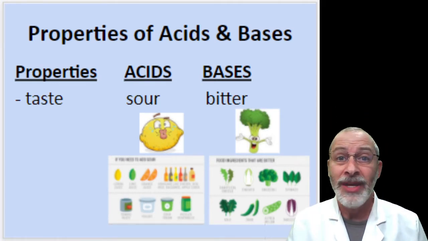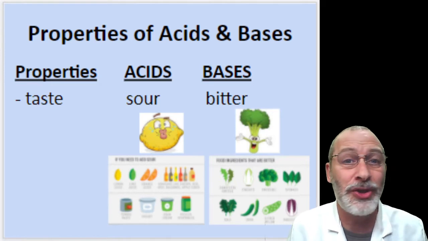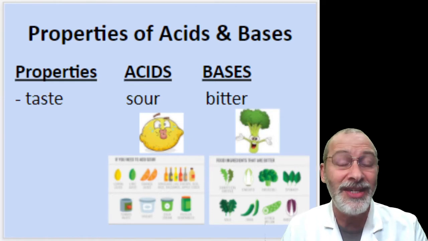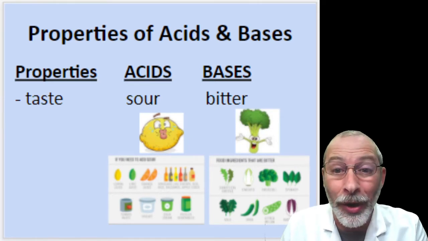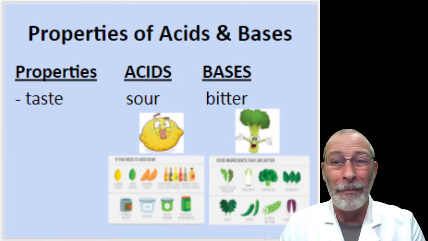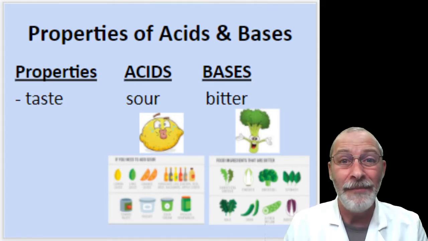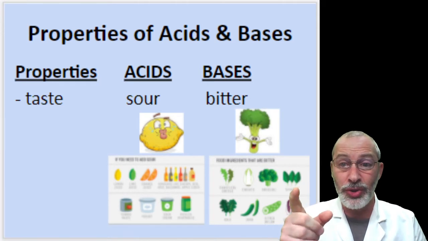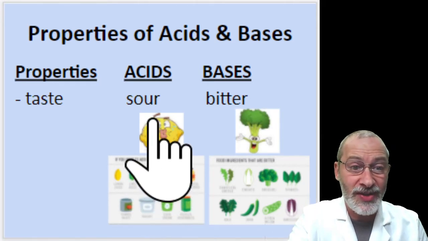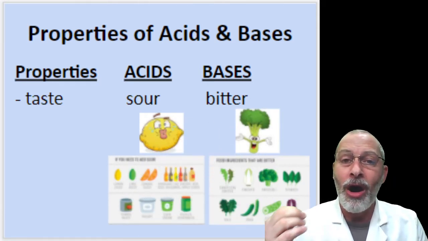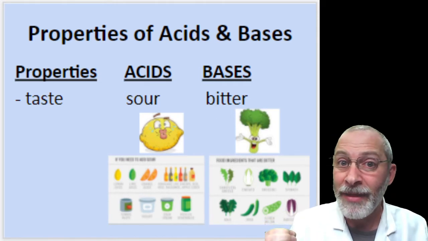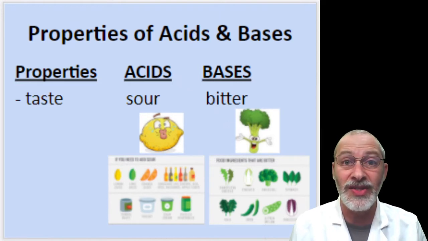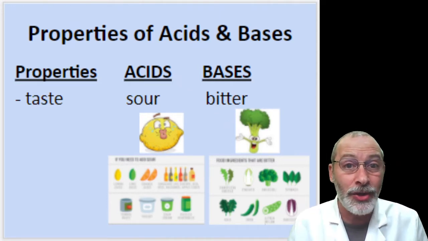But here's the deal. Taste is something that you experience probably every day of your life. And you have tasted things that are either sour, like lemons, or bitter, like broccoli. And you've tasted other flavors as well. But these two flavors here, sour and bitter, are indicative of chemical compounds that make up things that you eat or drink. Let me explain.